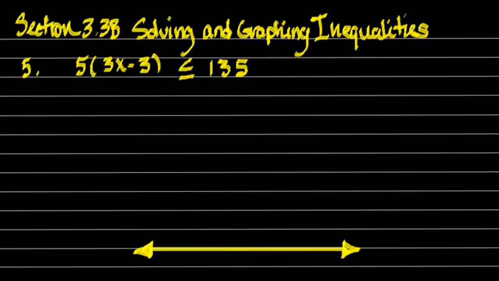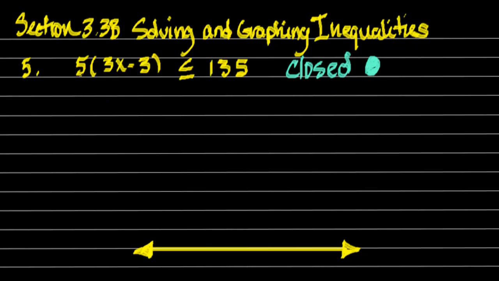Okay, our next problem is number 5. We've got 5 times the quantity of 3x minus 3 is less than or equal to 135. So we can see that this one is closed, so that means it'll be a solid circle.